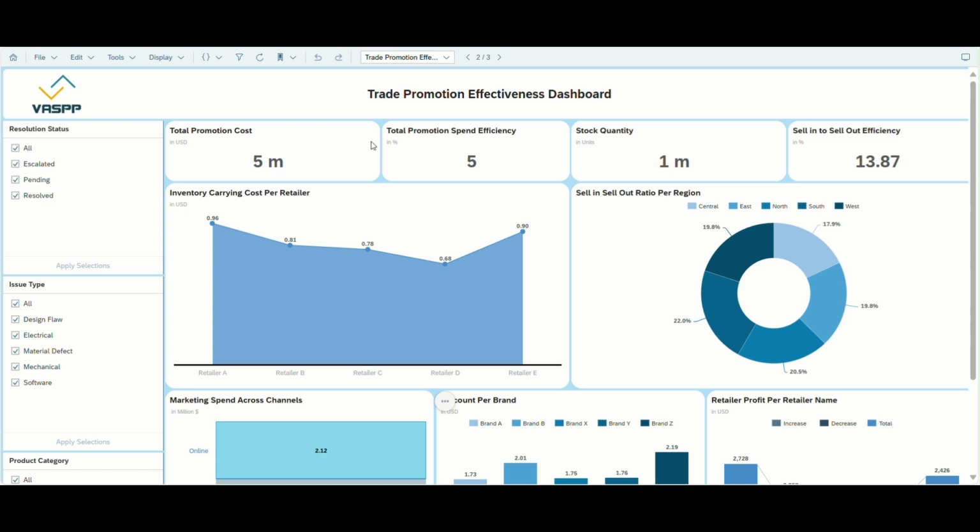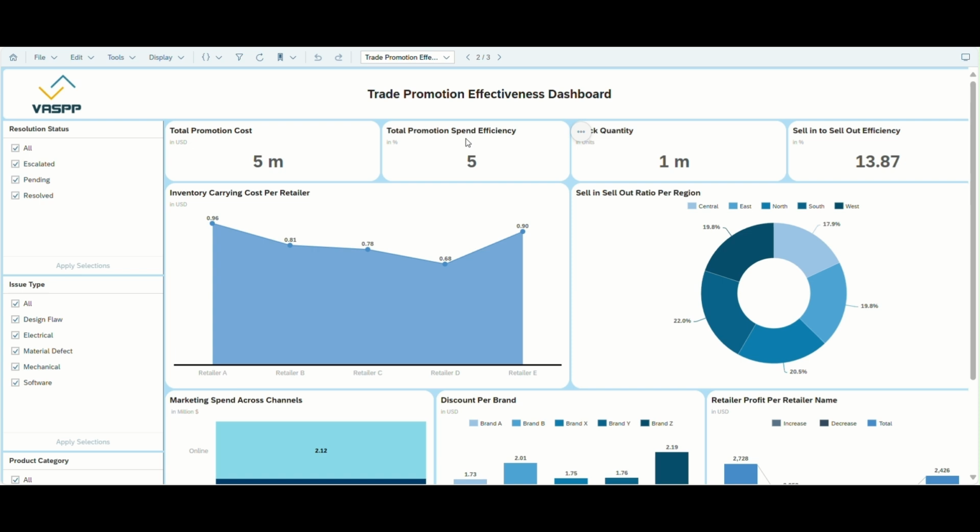Next up is your promotion spend efficiency, coming in at 5%. Now, this is your truth serum. It tells you how well your promotional dollars are converting into real customer purchases. If this number is low, it's a signal. Are we promoting the right products? On the right channels? With the right message? This is where strategy meets accountability.